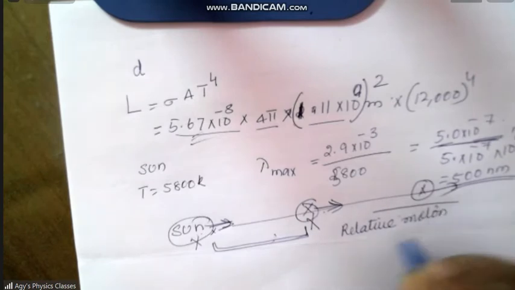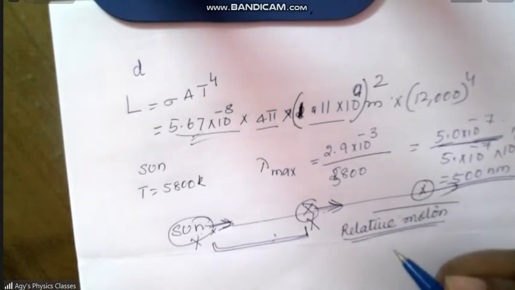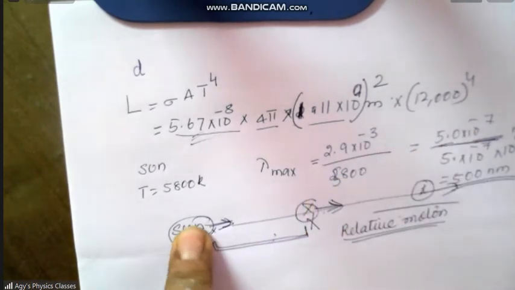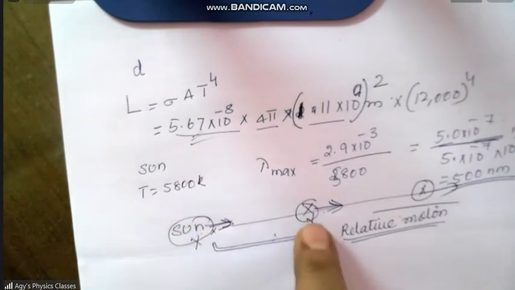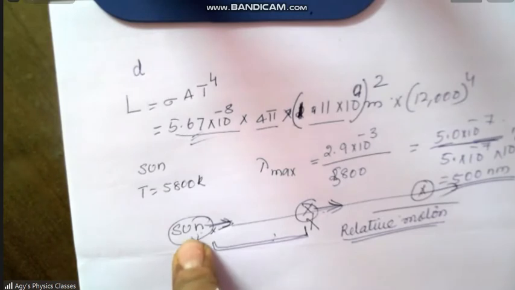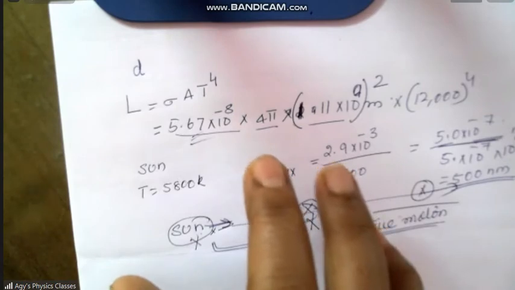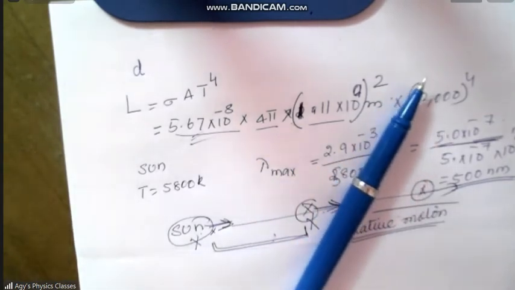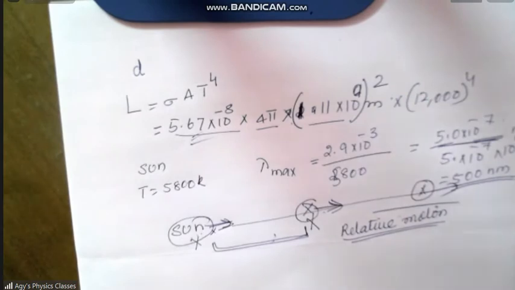Okay? Relative motion means one is moving faster, the other is moving slower. When you look from here, you will see that this is moving faster, or when you look from here, you will see that this is moving slower. Only then will the Doppler effect come. This is due to the atmospheric absorption.